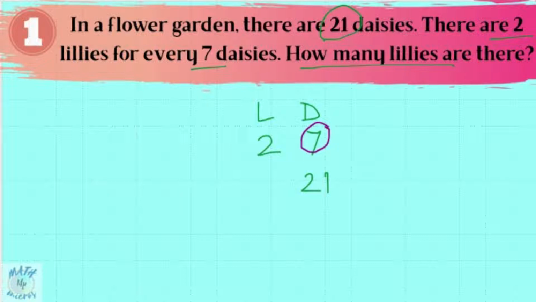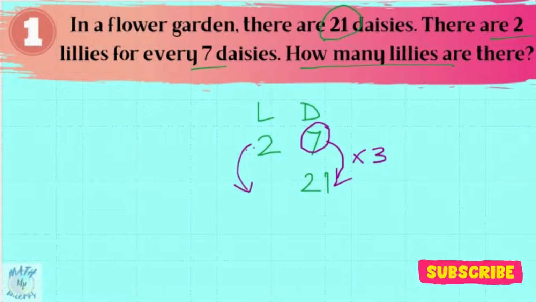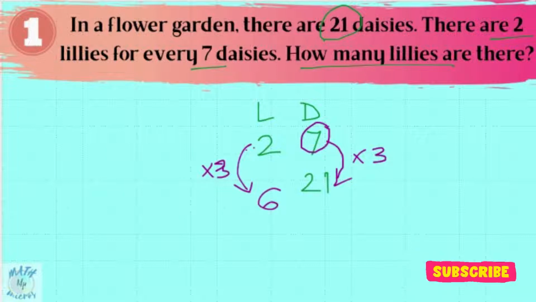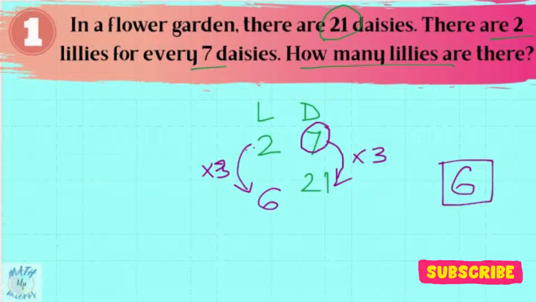But when the daisies are increased, say it is 21, we need to find how many times the 7 goes into 21. It is times 3. In the same way, in order to maintain the same ratio, you need to multiply the lilies by 3 as well. So 2 times 3 is 6, and 6 is the answer. For every 21 daisies, there are 6 lilies. And that's your answer. Let's move on to the problem level 2, which is the intermediate level.